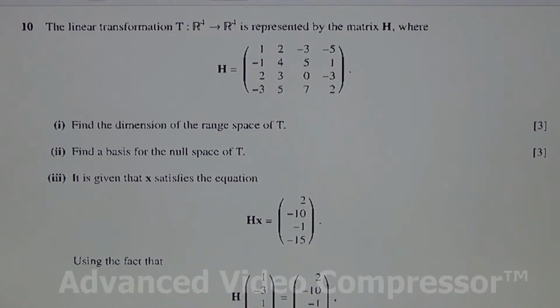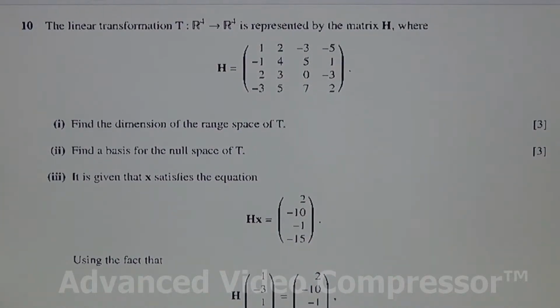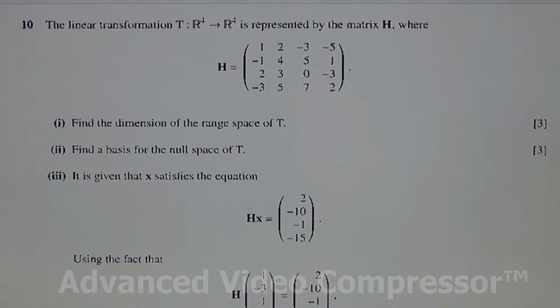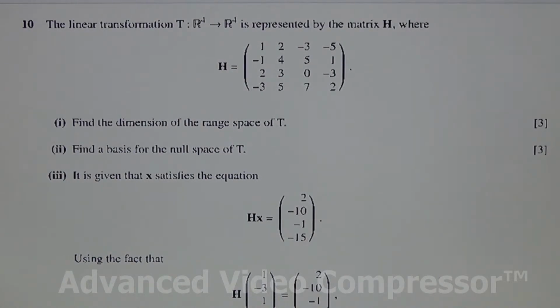Hi, question number 10. The linear transformation T, R to the 4, is represented by the matrix H, where H is equal to this 4x4 matrix. Find the dimension of the range space of T. It should have been saying transformation T, but the matrix is H.